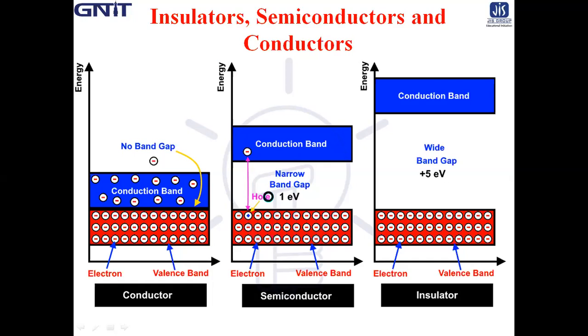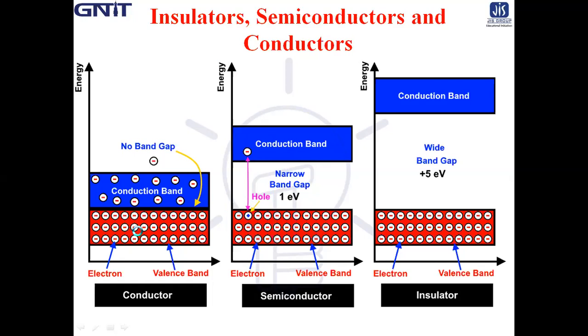The vacant states left behind by the thermally excited electrons will create positively charged empty states near the top of the lower full band, which is called the valence band. And the last is the conductor.